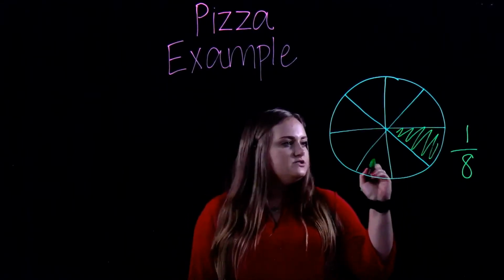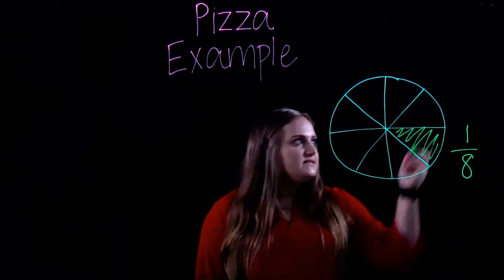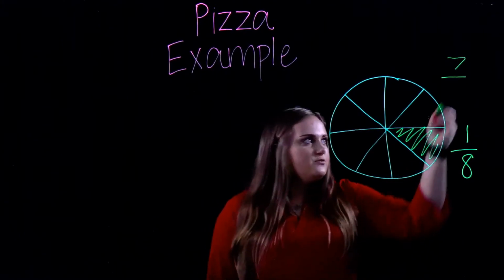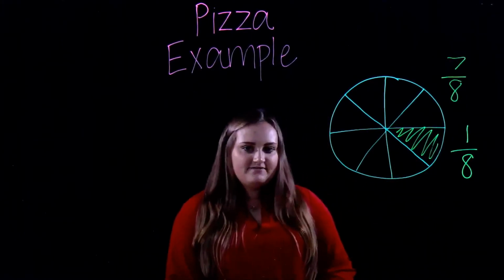Here we have 1, 2, 3, 4, 5, 6, 7 pieces remaining. Those 7 pieces will be our numerator, and the number of pieces we started with will be our denominator. So our fraction of pizza remaining is 7/8.